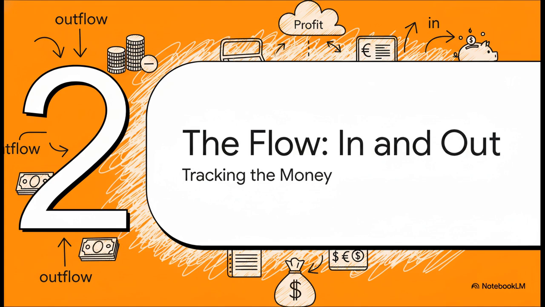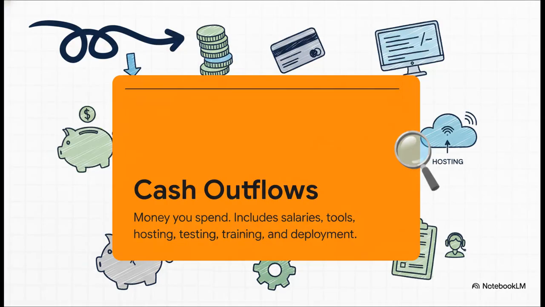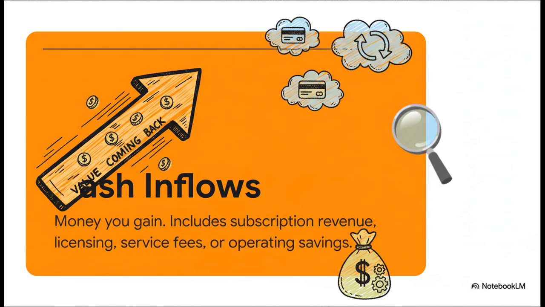Okay, so to really get a grip on this, we've got to break it down. And the good news is it's actually super simple. All we're doing is tracking the money as it moves in 2 basic directions: out and in. First up, we've got cash outflows. This is literally all the money flying out the door. We're talking developer salaries, those subscriptions for tools like Figma or Jira, the AWS hosting bills, the cost of training. You get the idea. It's everything you have to pay for just to get the project off the ground and keep it running.